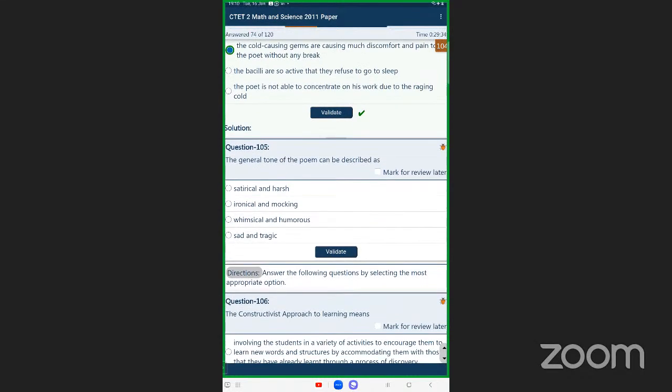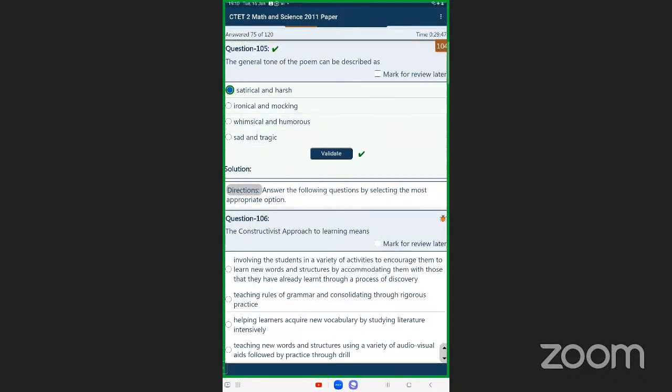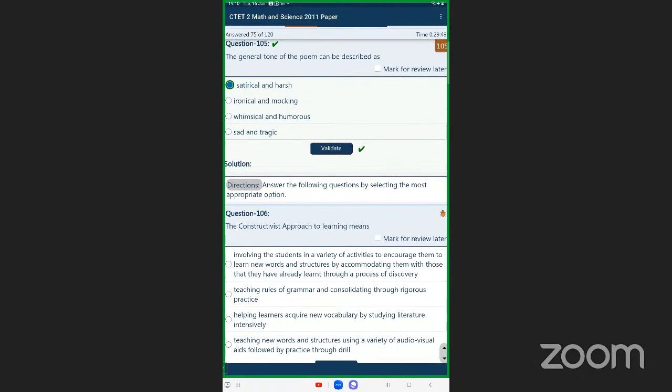The general tone of the poem can be described as what, student? General tone of the poem. Satirical and harsh, student? This is the answer. Next one, student. 106.